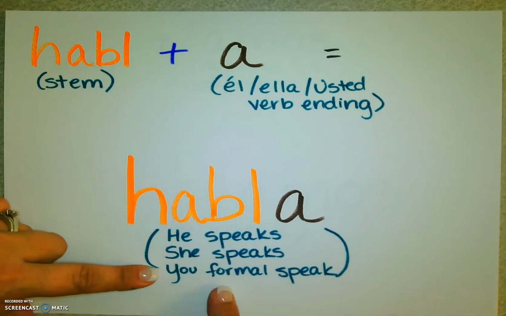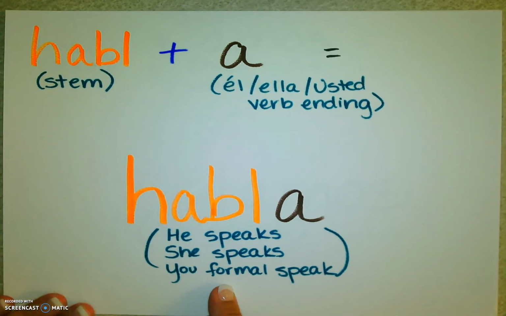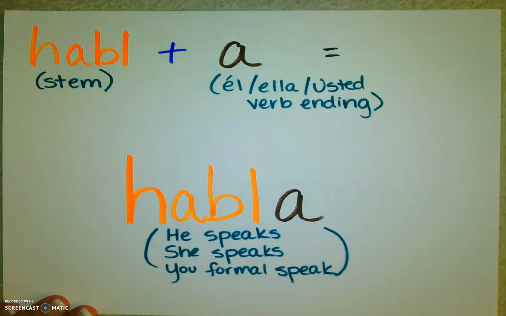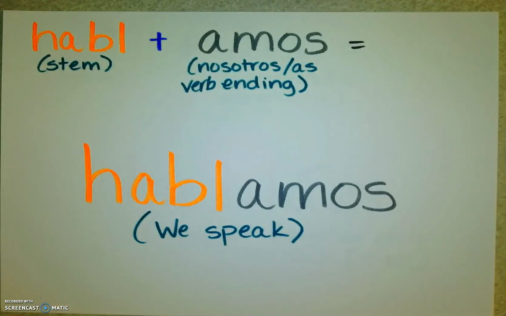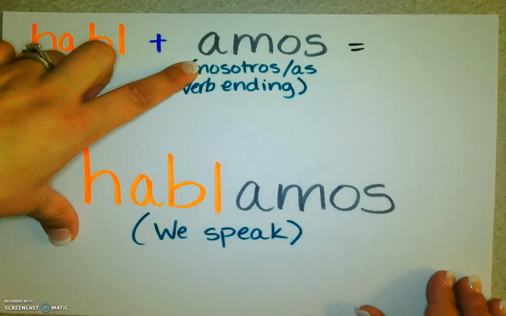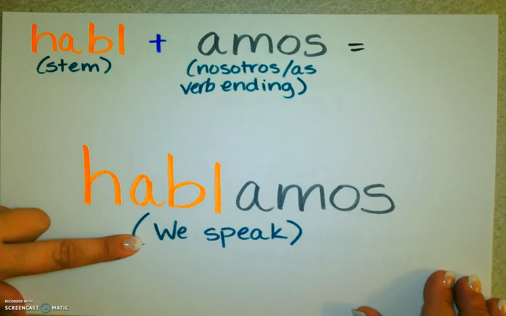If you were speaking to an adult, a teacher, a police officer, or even the President of the United States, someone deserving of your respect and polite manners, you would use the usted form of the verb. Habl plus amos gives us hablamos. We speak.